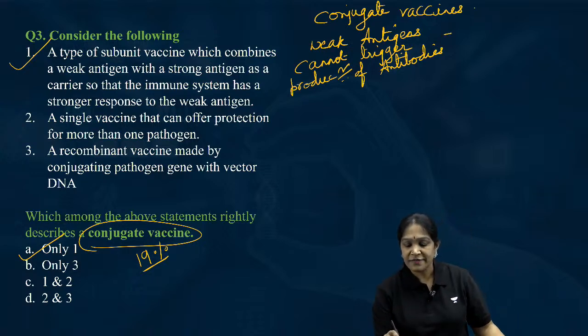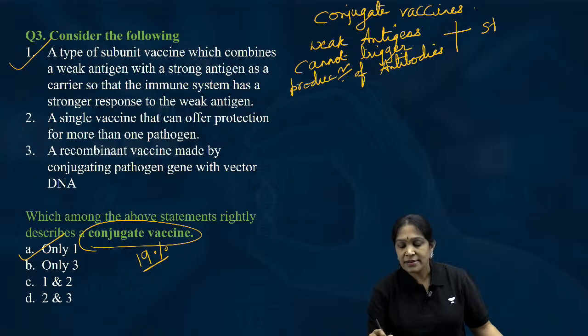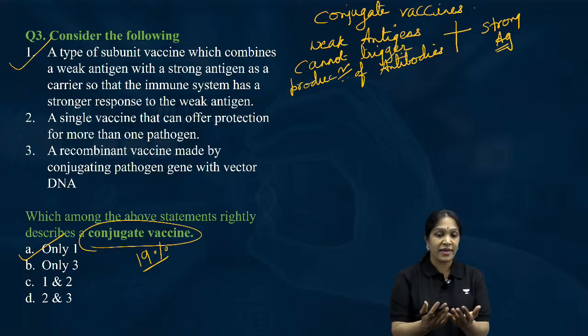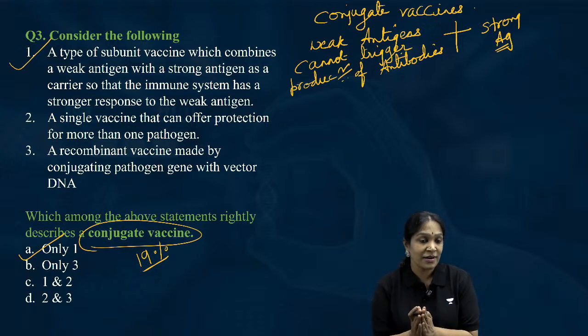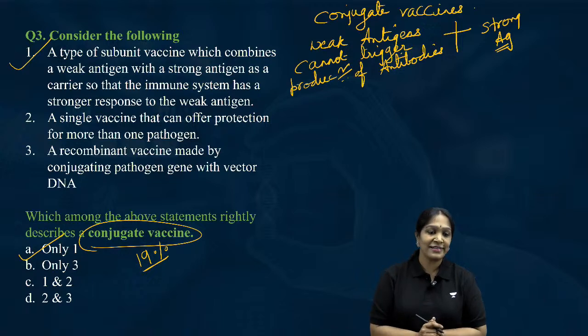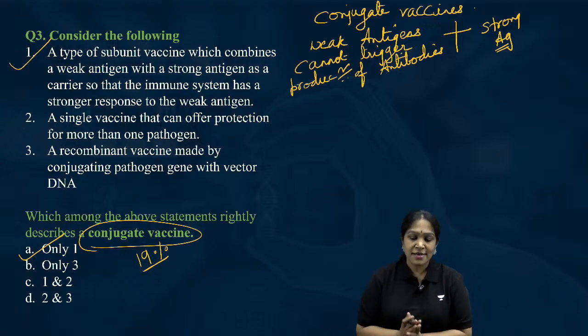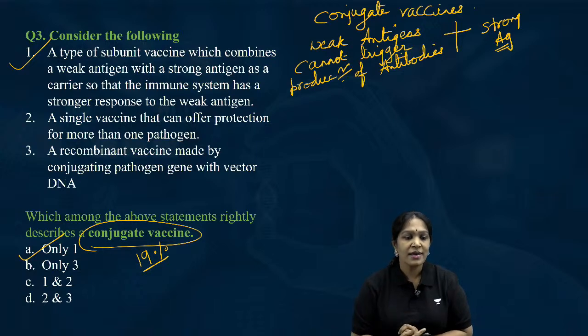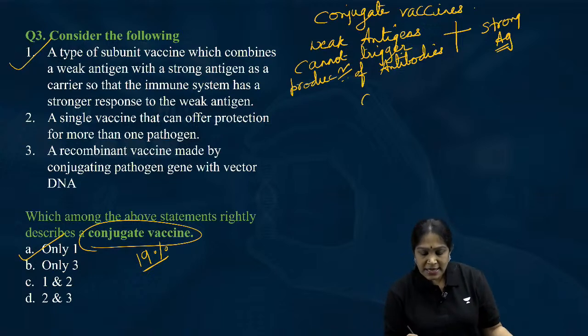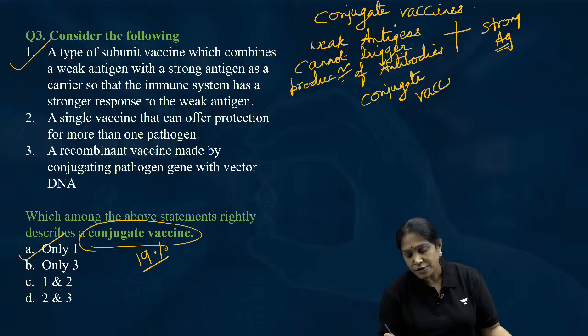So what we do is we add them to another strong antigen. Let us suppose you want to go somewhere and your parents want your elder sibling to accompany you: please take your elder brother along with you. Like that, this is a weaker antigen, so it is going along with its elder brother, that is a strong antigen. Is it clear? This is called a conjugate vaccine.